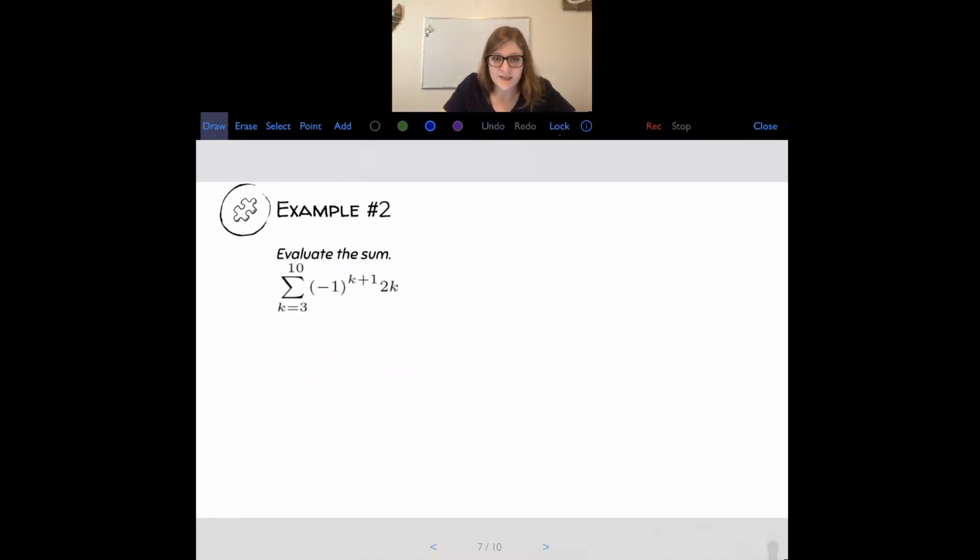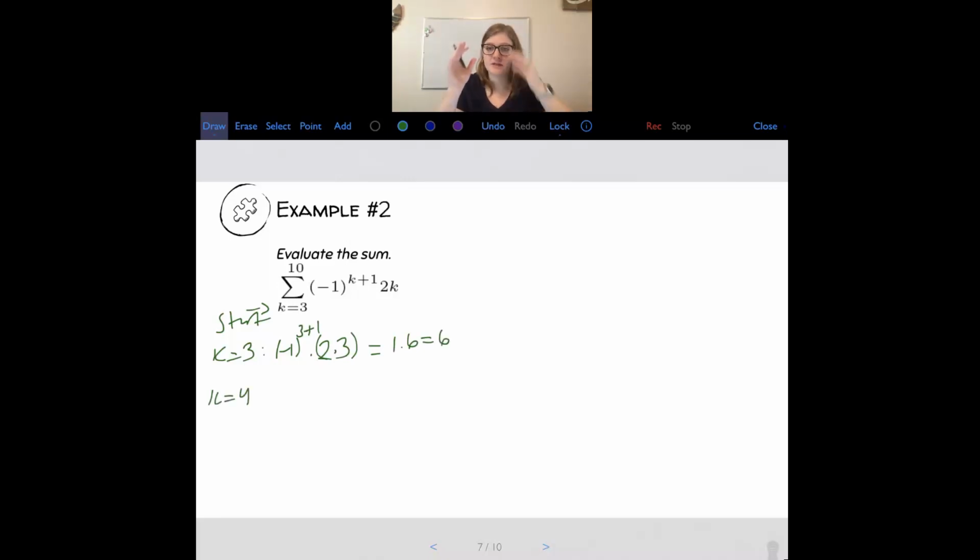Next, we have evaluate the sum, so we have k going from 3 to 10 of -1 to the power of k plus 1 times 2k. So we start with k is equal to 3. For k equals 3, we get -1 to the power of 3 plus 1 times 2 times 3. Okay, so -1 to the 4th is going to be 1 times 6, which is just 6. And then we keep going.